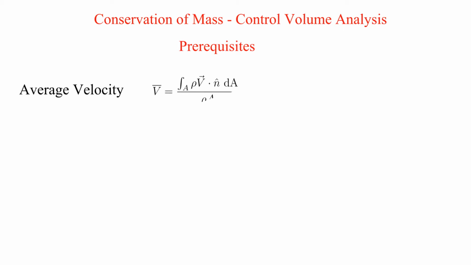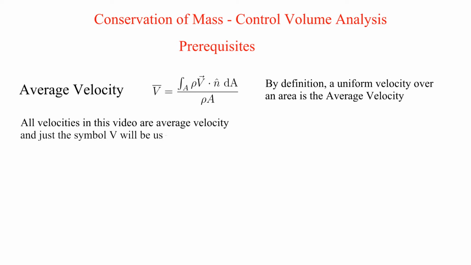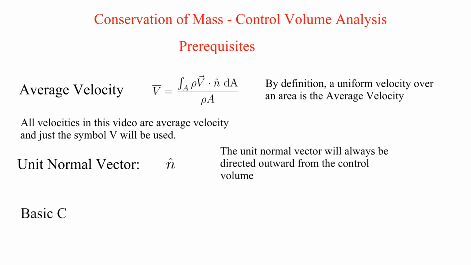Average velocity is calculated with the equation below. By definition, a uniform velocity over an area is the average velocity. All velocities in this video are average velocities and just the symbol v will be used. A knowledge of a unit normal vector and the vector dot product will be useful, as is basic integration.